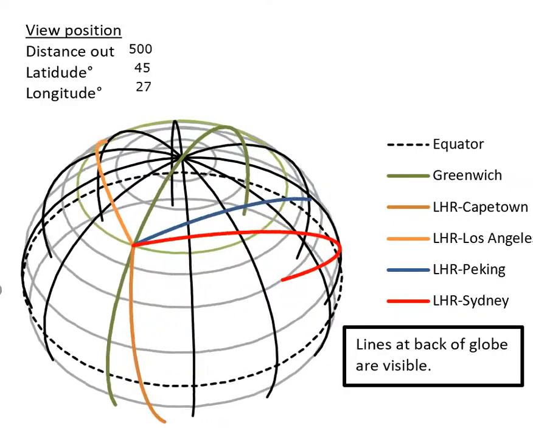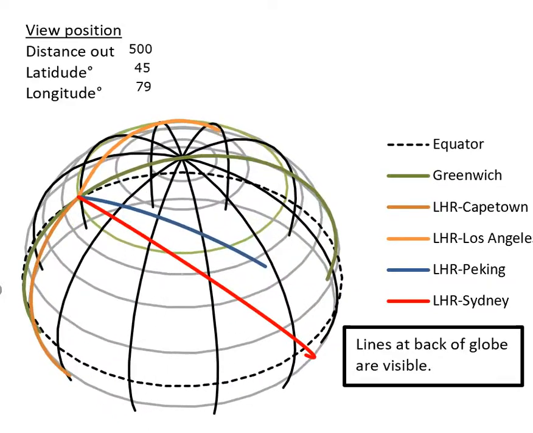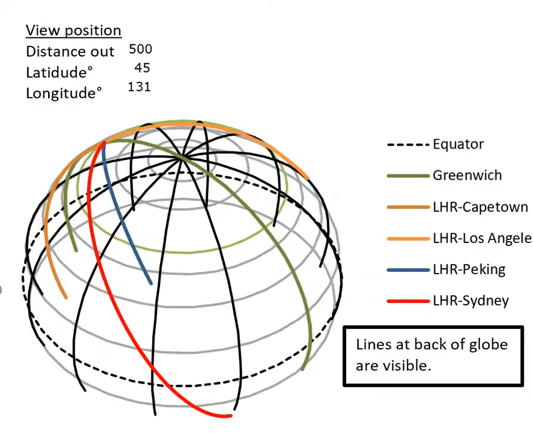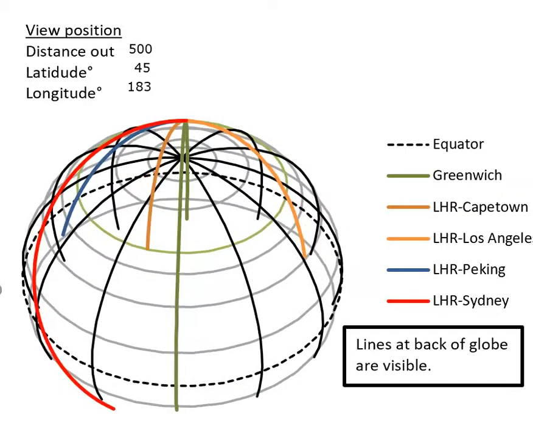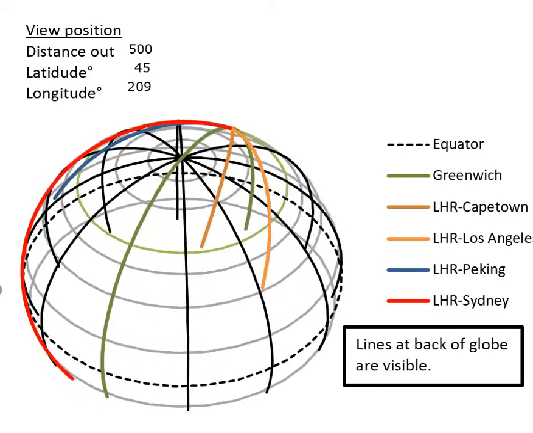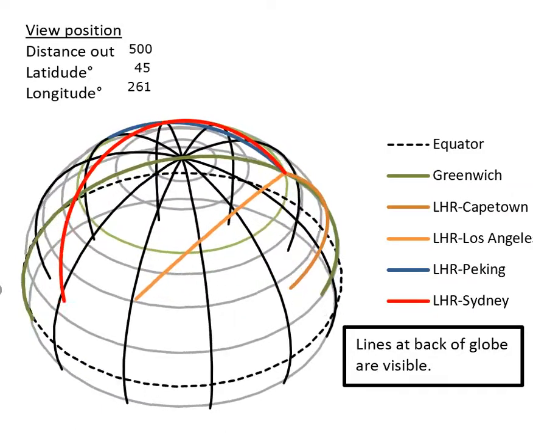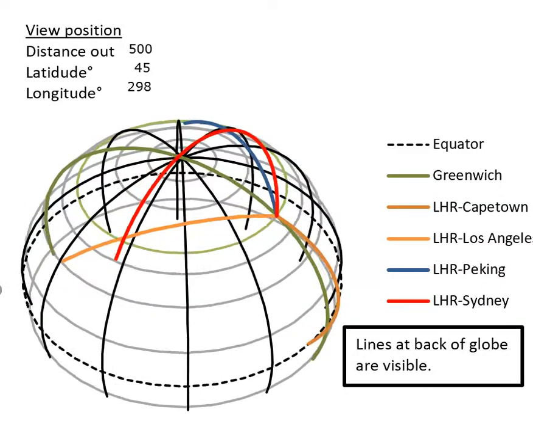So you've got London. Now, the interesting thing is that although all those airports are south of London, all the geodesics or great circles actually start by going north, except the one to Cape Town, which is directly south of London.